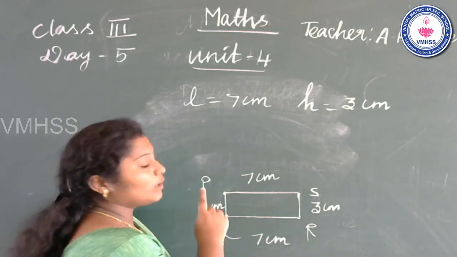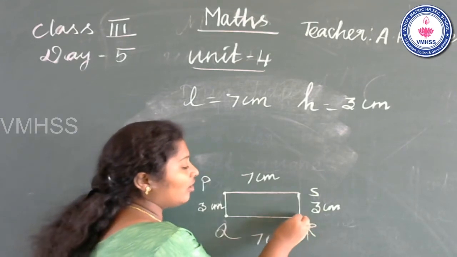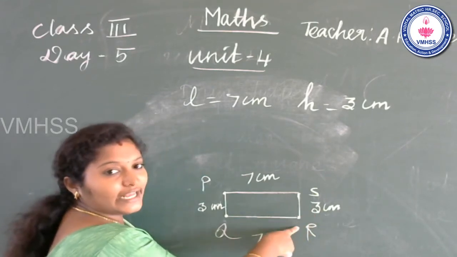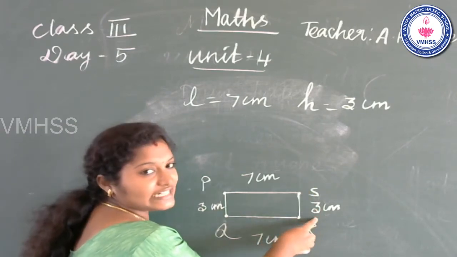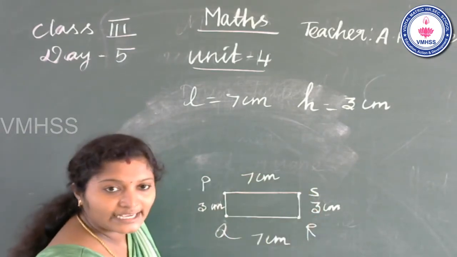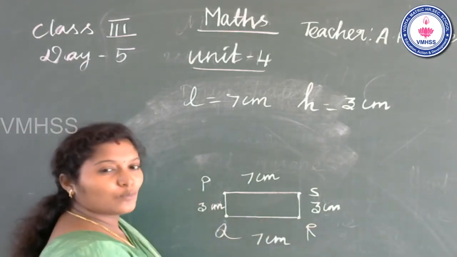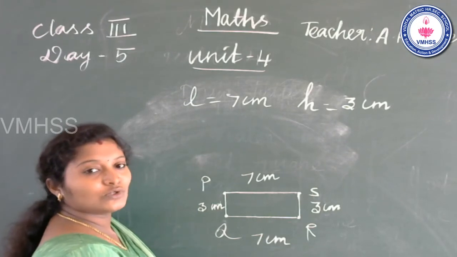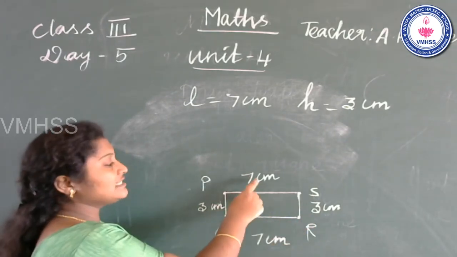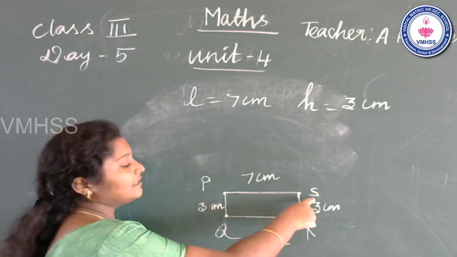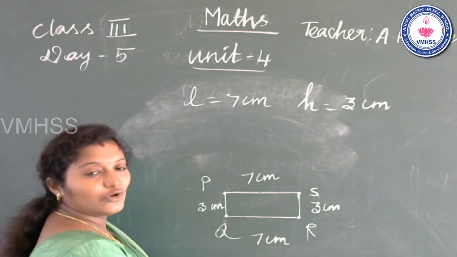What is the next step? Another vertical side. Another point is at R. Start from R and take a second vertical line. It's also 3 centimeter. What is the last step? Join P and S. Now we get one small rectangle. This is one rectangle shape. What is the length? This is 7 centimeter and the height is 3 centimeter. Do you understand?